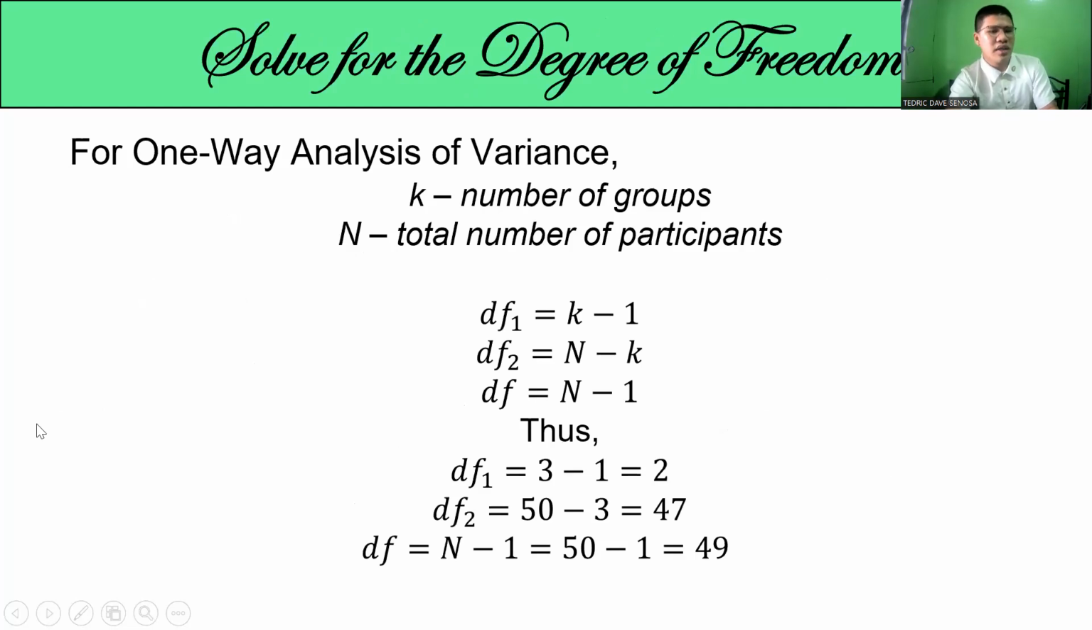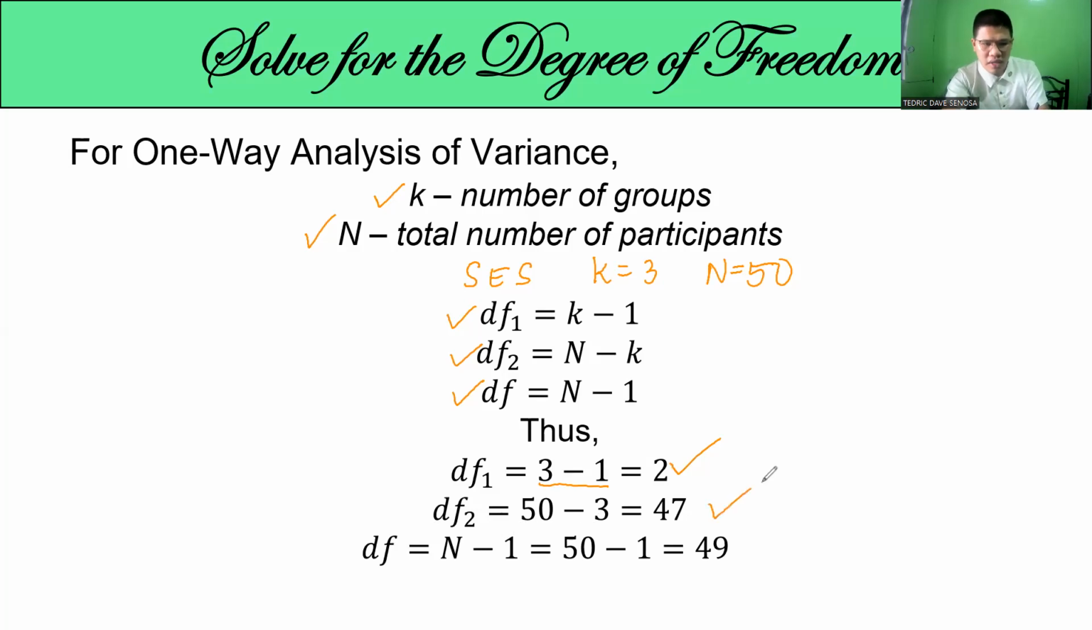And then there's actually degree of freedom also in ANOVA. So K is your number of groups and N is your number of participants. So for your socio-economic status, SES lang kay kalaba. Your K there is, of course, 3 groups and of course you have 50 respondents. So there are actually 3 DFs, DF1, DF2, and DF. You can also see this one in the result later. So DF1 is K minus 1, so that's 3 minus 1, 2, and DF2 is N minus K, 50 minus 3, 47.